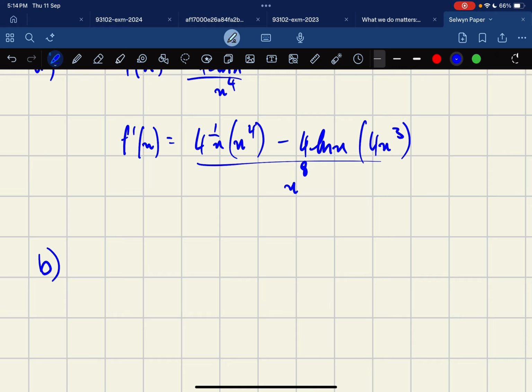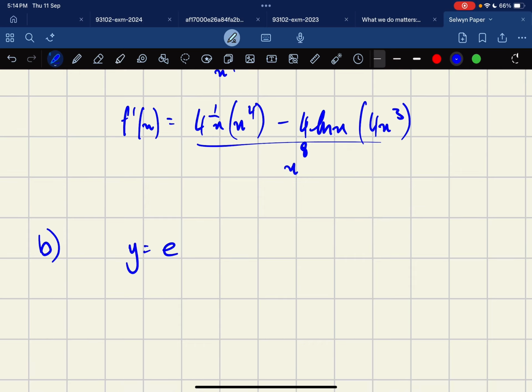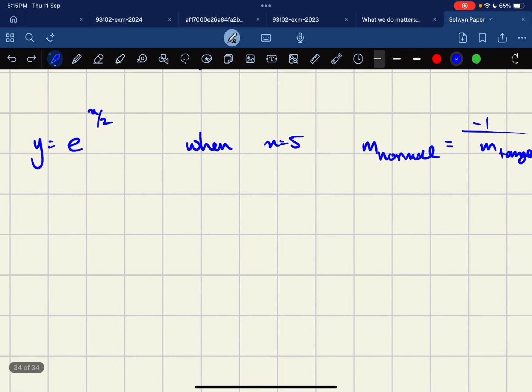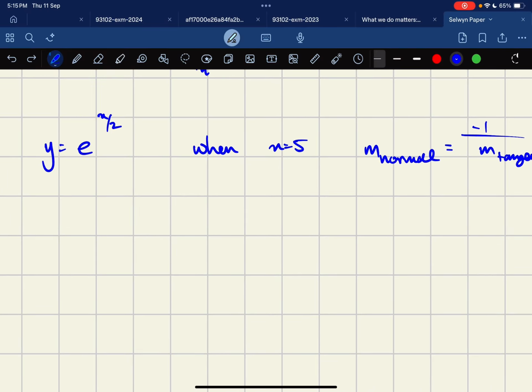Part B, calculate the gradient of the normal of the function y equals e to the x over 2 when x equals 5. So we're looking for the gradient of the normal, which is the negative reciprocal of the gradient of the tangent at that certain point. So we need to solve for the gradient of the tangent at x equals 5 and then take the negative reciprocal of that. So the derivative of this function to find the gradient is 1/2 e to the x over 2.